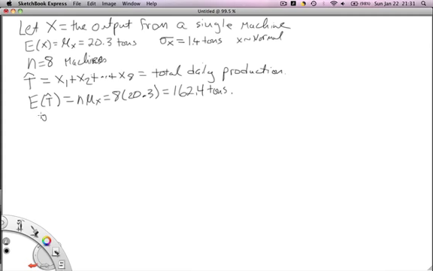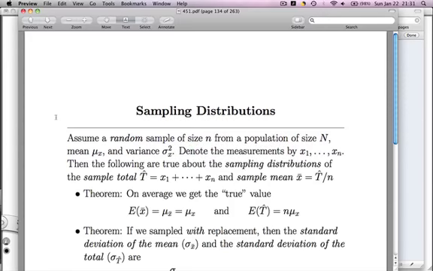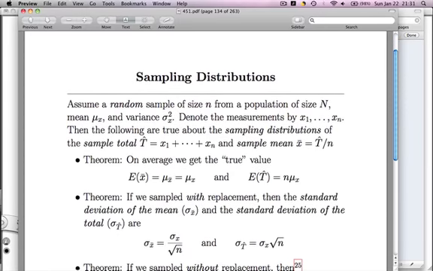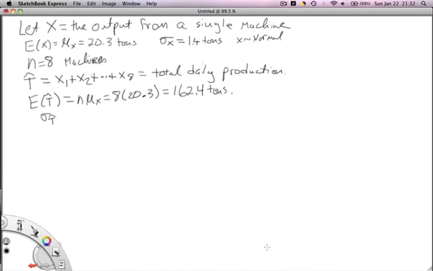The standard deviation of t hat is far less obvious. So let's go back to the course packet. And what you'll see is that the standard deviation of t hat is given roughly in the middle of the page, is just sigma sub x times the square root of n. So this is going to be sigma x times the square root of n, so 1.4 times root 8, and that's equal to 3.95, 3.96 actually. Let's round that to 4.